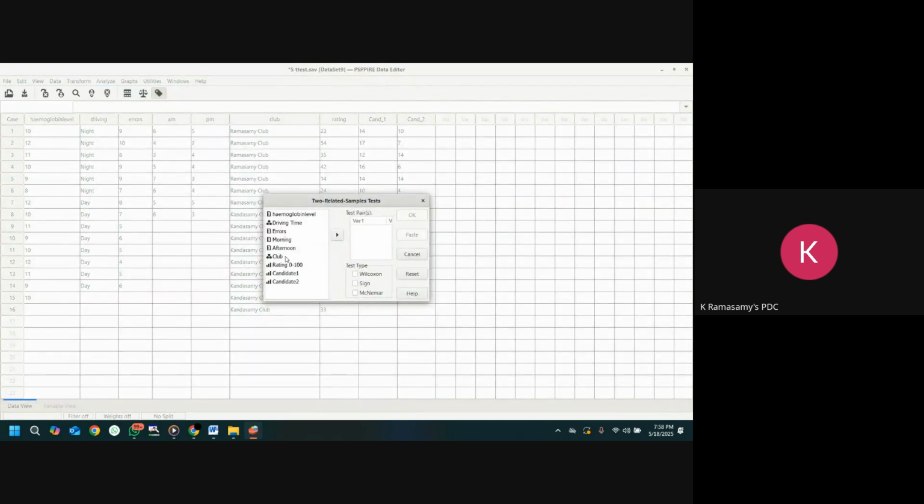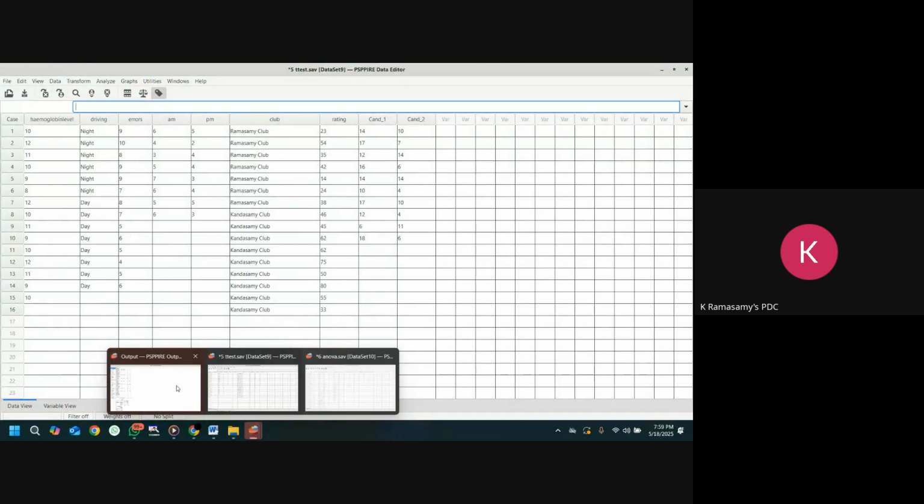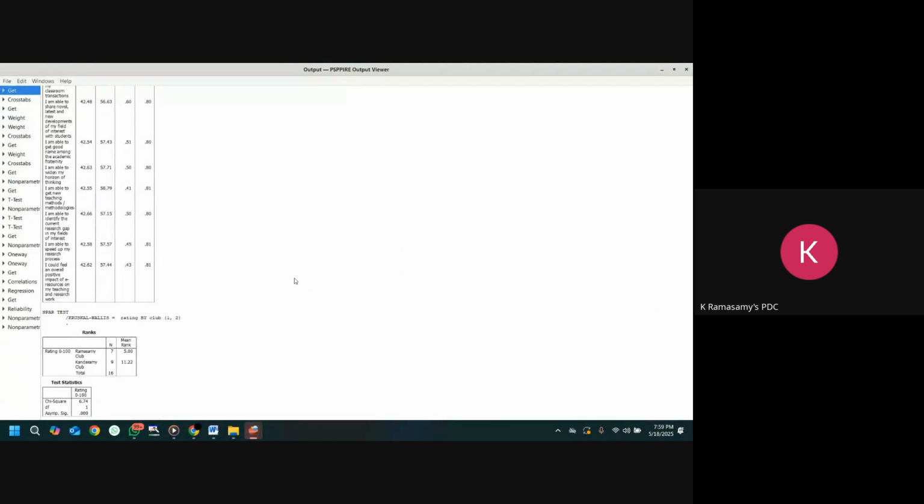Two related samples. What are the two items? Candidate 1, send it. Candidate 2, send it. Then I go for Wilcoxon. Wilcoxon is the equivalent of the paired sample t-test. If data is numeric and normally distributed, you can go for the paired sample t-test. If data is not numeric, you have to go for the Wilcoxon paired test. Okay, say OK. Good. Let me go to the output window to get the results.